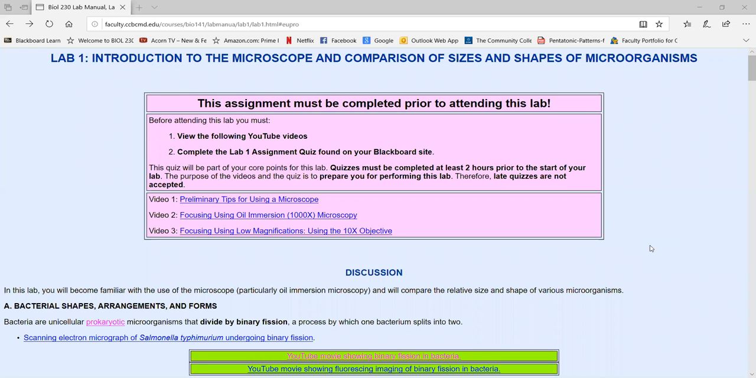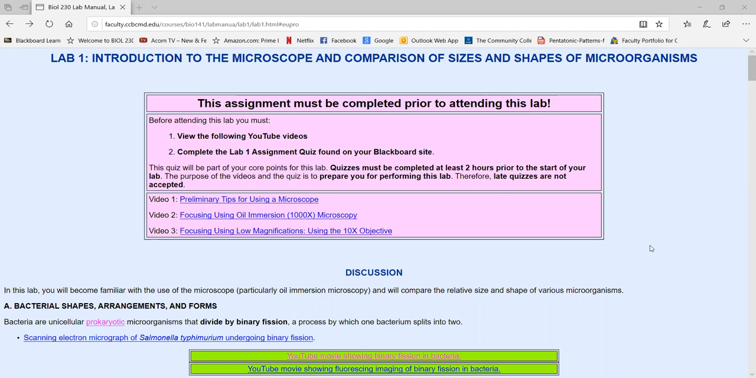Welcome to Lab 1. In this lab, we're going to be learning how to focus using oil immersion microscopy. And we're also going to use this lab to be able to determine the sizes, shapes, arrangements, and forms of bacteria, something we'll be using in every lab where there's a microscope and very often using in lecture as well. So these are terms we have to get down.